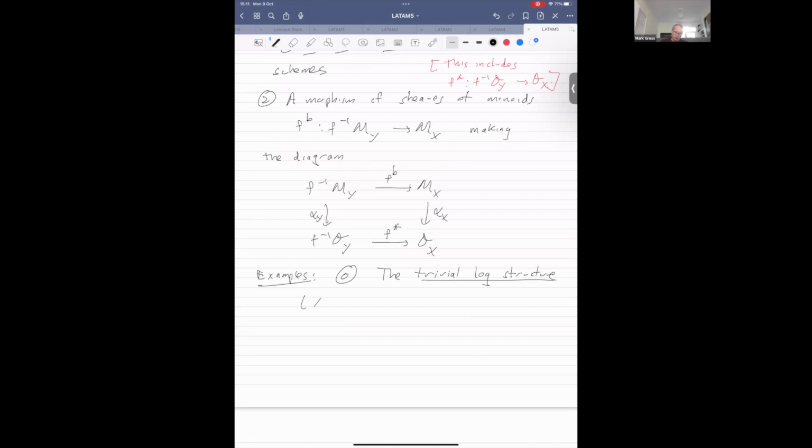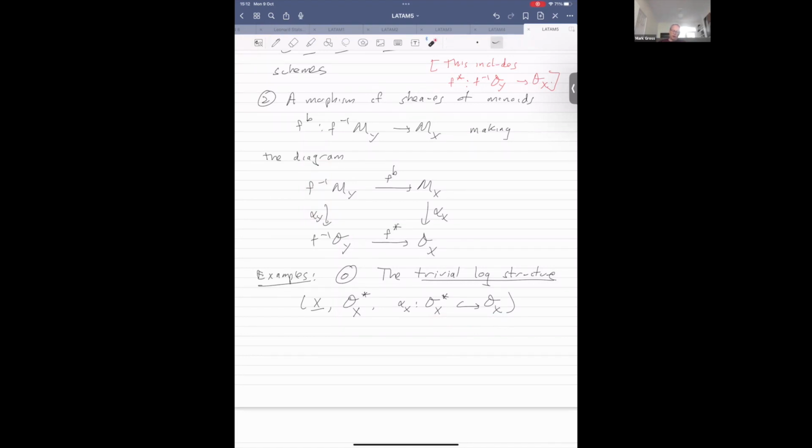So this is the triple where you take any old scheme X, you take MX to be the sheaf of invertible functions, and you take alpha X to be the inclusion of OX star in OX. This obviously satisfies the axiom. The only property we need is that the inverse image of OX star is isomorphic to OX star, but that's obvious. The inverse image of OX star is simply OX star. And this actually allows us to view ordinary schemes as log schemes.